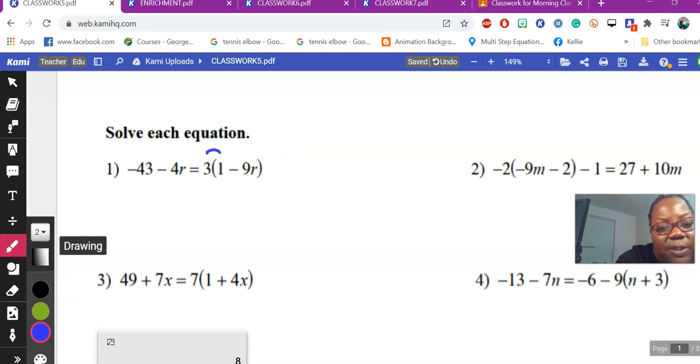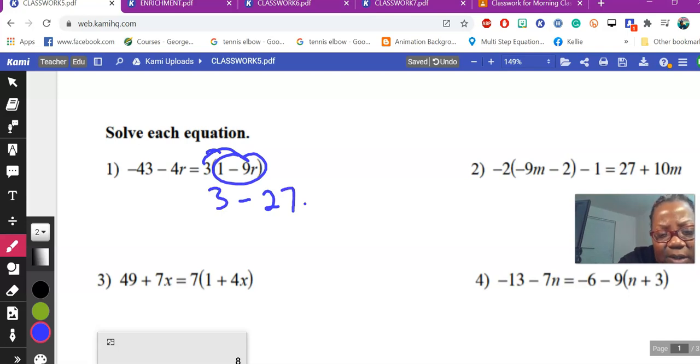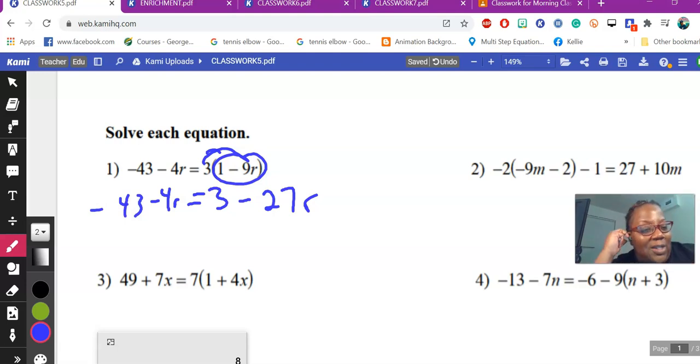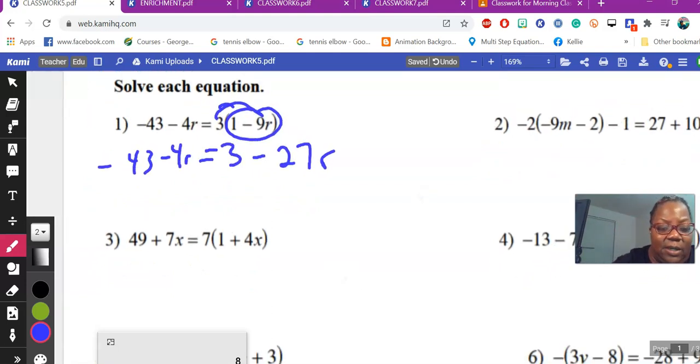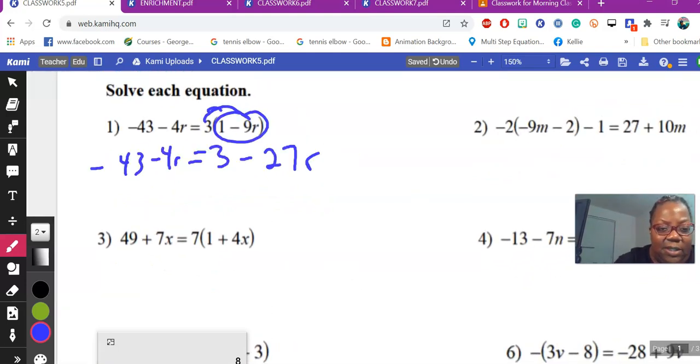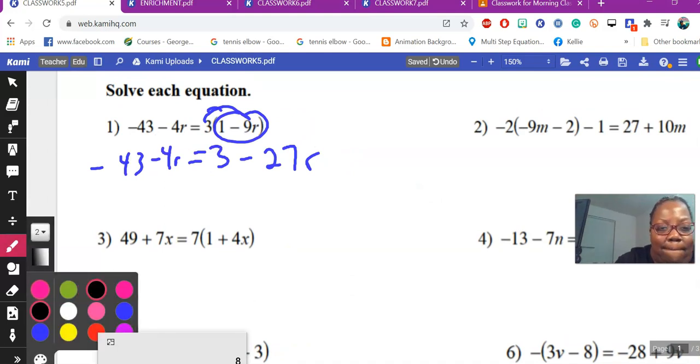I have 3 times 1, that's 3. 3 times negative 9r will give me negative 27r. Let's bring down everything else like we see it. There. Okay? So now, the thing is that we have to combine like terms. But combining like terms here is a little bit different. We draw our street. Notice you have r on both sides of the street. You got to put r on one side of the street because that's how we solve these equations, right? So you're going to move one of them, okay?